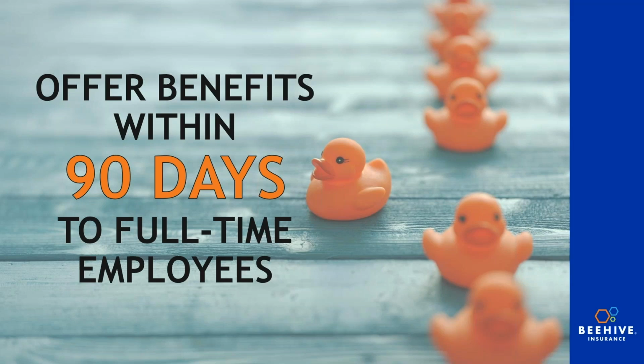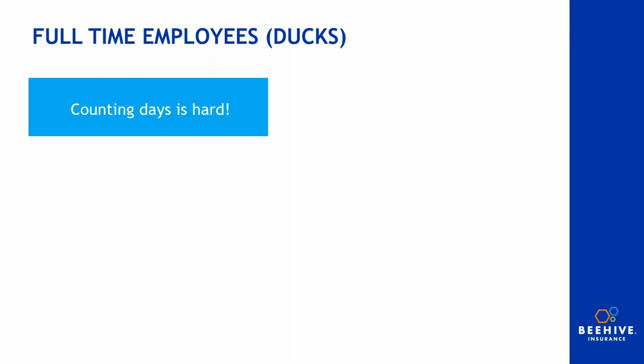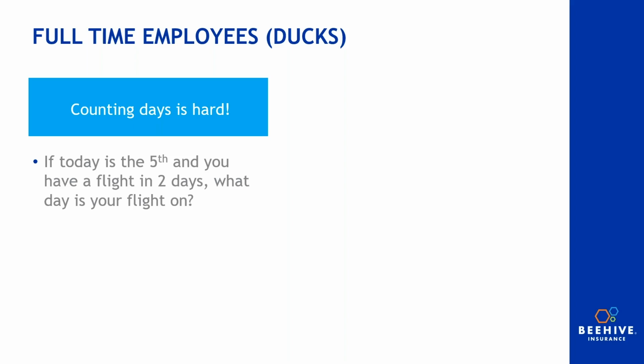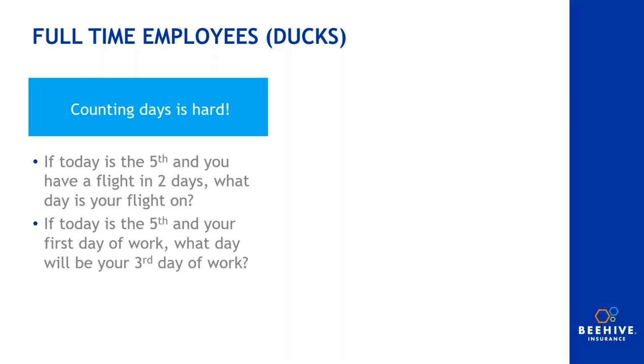But we do need to look at and remember that counting days is hard. And this is part of our vernacular as English speakers. So just as a quick short example, if today is the 5th and you have a flight in 2 days, you really don't want to miss it. What day is your flight on? It is simply on the 7th. So that's easy to count, 5, 6, 7. But if today is the 5th and your first day of work, and assuming we're not dealing with any weekends, what day will be your third day of work? Your third day of work will also likely be the 7th.